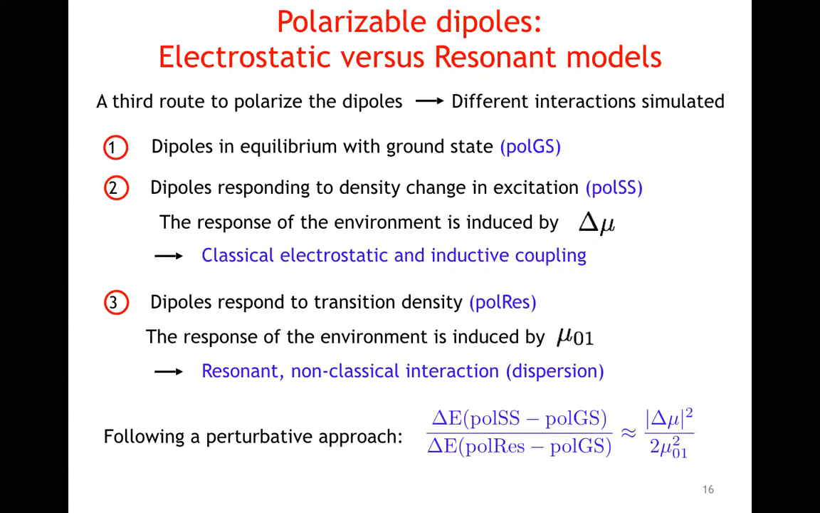If we follow a perturbative approach, we can see that while the state-specific correction, as I said, is induced by the delta mu, and the resonant correction is induced by the transition dipole moment, the two corrections relate to each other in the way that I'm showing here in this equation at the bottom of the slide, and more details can be found in this reference paper.